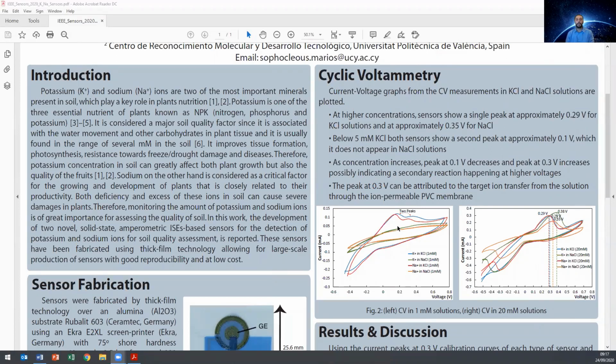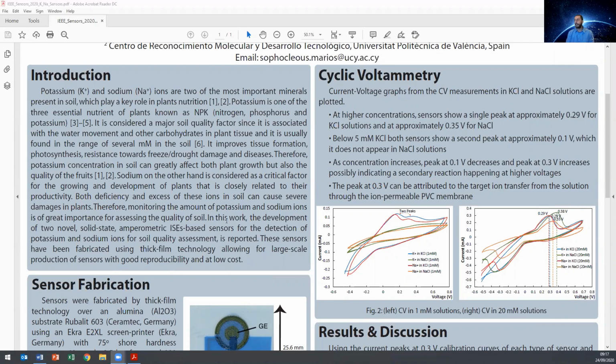As concentration increases, the peak at 0.1 volts decreases and the peak at 0.3 increases, possibly indicating a secondary reaction happening at higher voltages. The peak at 0.3 volts can be attributed to the target ion transfer from the solution through the ion permeable PVC membrane.